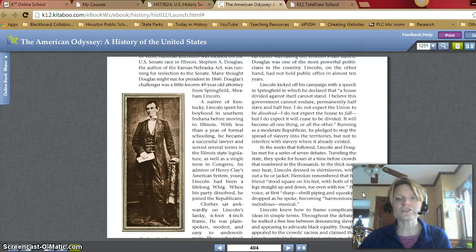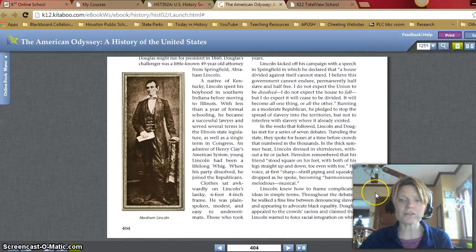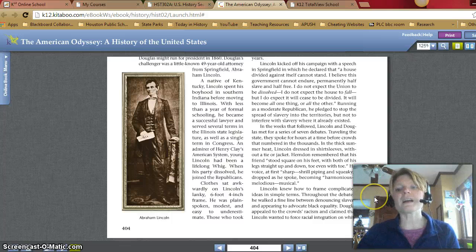Herndon remembered that his friend stood square on his feet with both of his legs straight up and down, toe even with toe. His voice, at first sharp, shrill, piping, and squeaky, dropped as he spoke, becoming harmonious, melodious, musical. Lincoln knew how to frame complicated ideas in simple terms. Throughout the debates, he walked a fine line between denouncing slavery and appearing to advocate black equality.